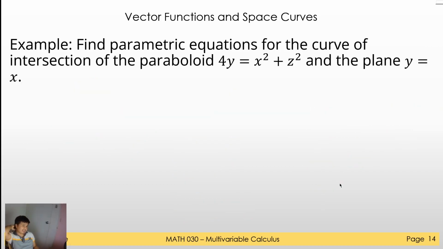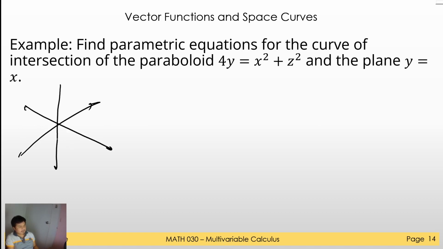Next one, find the parametric equations for the curve of the intersection of a paraboloid 4y is equal to x squared plus y squared plus z squared and the plane y is equal to x. Okay, so we want to find the parametric equations of this intersection. So we have a paraboloid. Now, how do we draw this? We want to visualize first the problem before we solve this, no? So a three-dimensional space.